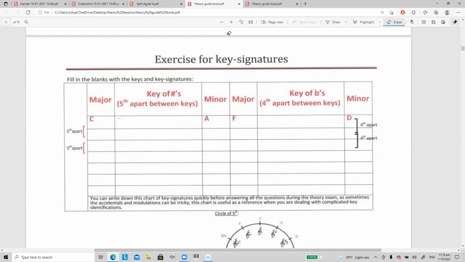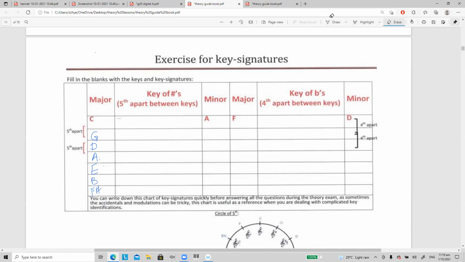After this, for the key signatures of sharps, you can just count 5 steps. So C, count 5 steps: C, D, E, F, G. So the next key should be G major. From G you count 5 steps: G, A, B, C, D. So it should be D major. D, E, F, G, A, so A major. A, B, C, D, E, so the next one is E major, and so on. After E is B major and then F sharp major.